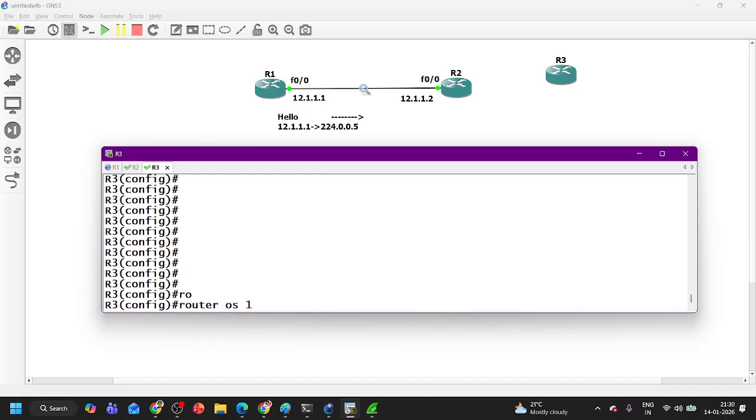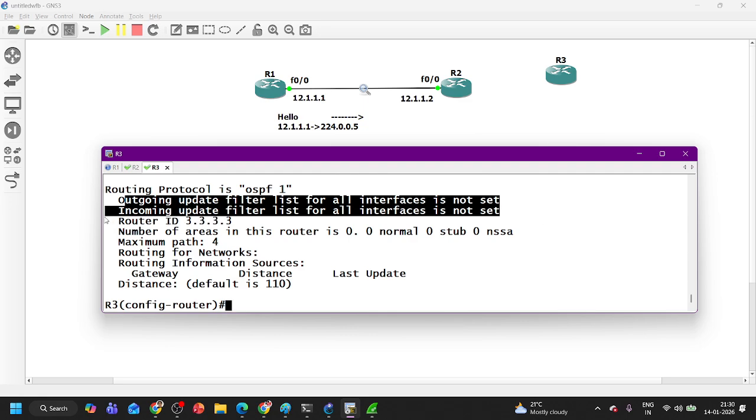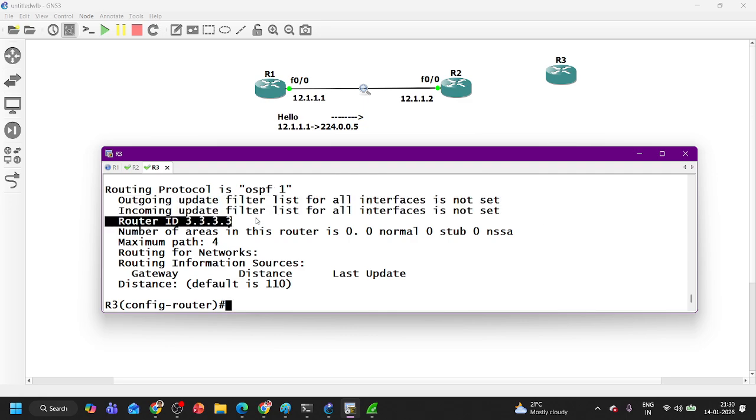Router OSPF 1 and do show ip protocol. We use this command in all dynamic routing protocols, in EIGRP, BGP, OSPF, right? It gives the information of the routing protocol. Routing protocol is OSPF 1. No filtering, incoming, outgoing, and here you can see the router ID. Router ID is 3.3.3.3. This is the loopback interface IP address, the highest loopback interface IP address.